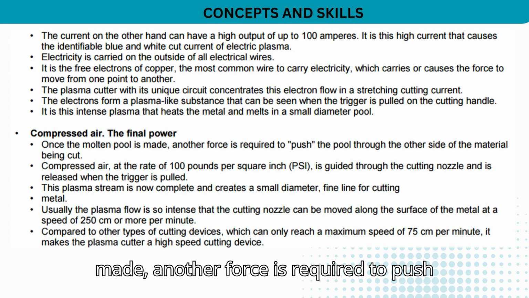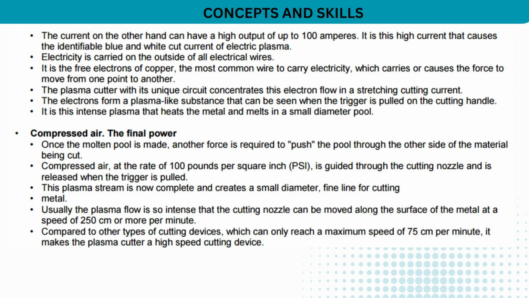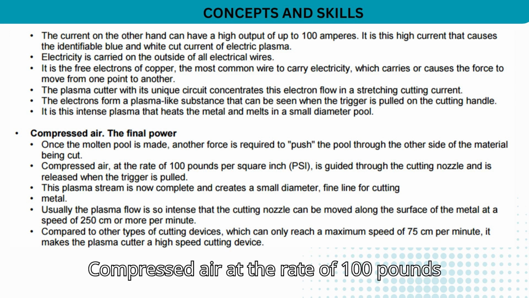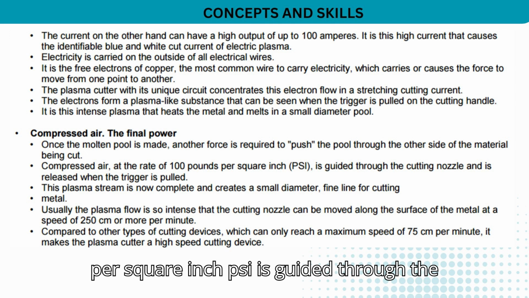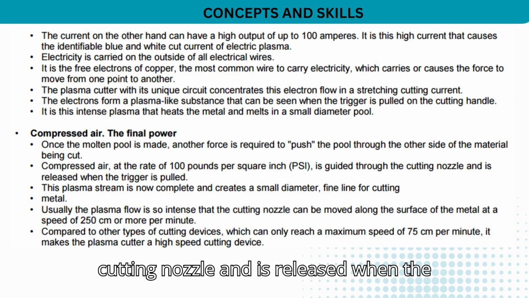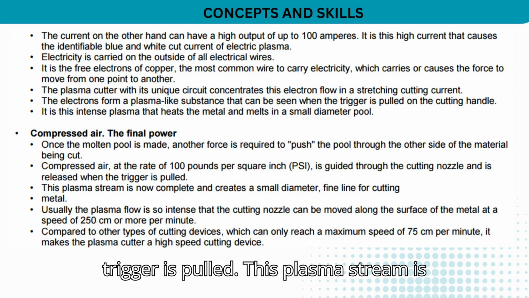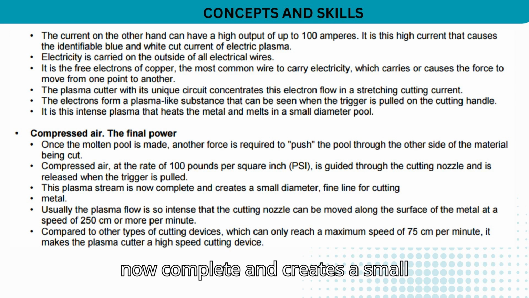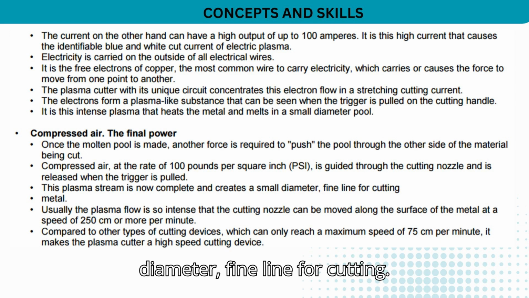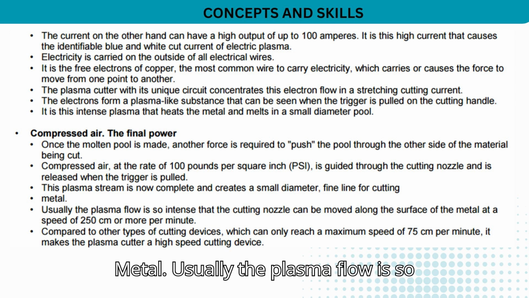Once the molten pool is made, another force is required to push the pool through the other side of the material being cut. Compressed air, at the rate of 100 pounds per square inch (psi), is guided through the cutting nozzle and is released when the trigger is pulled. This plasma stream is now complete and creates a small diameter, fine line for cutting metal.